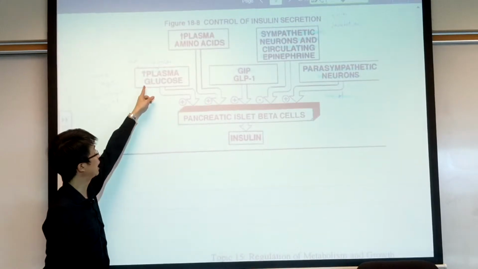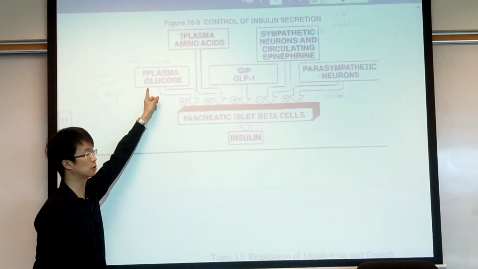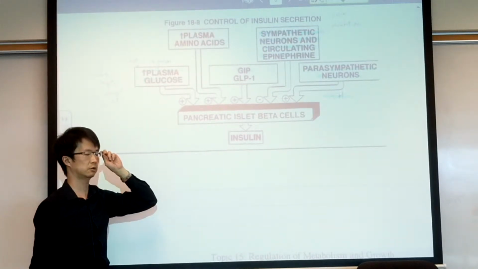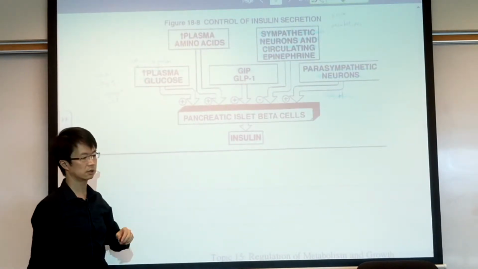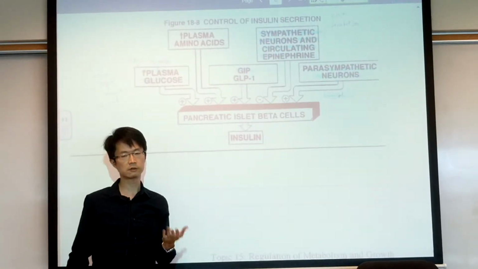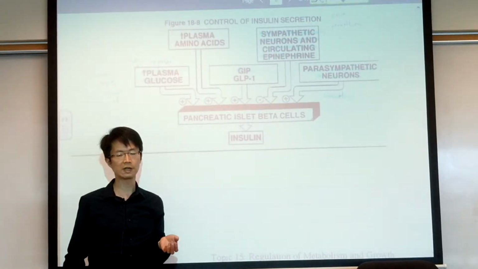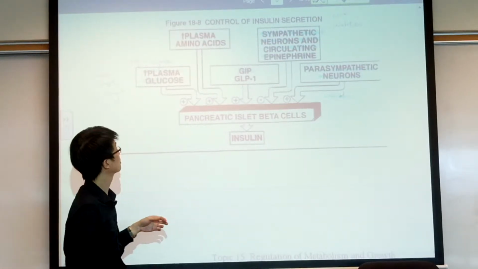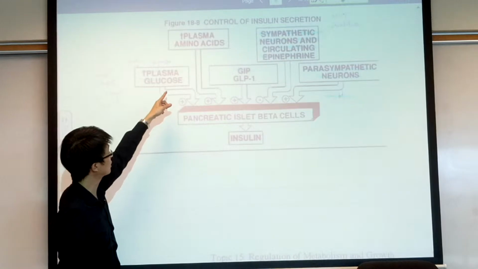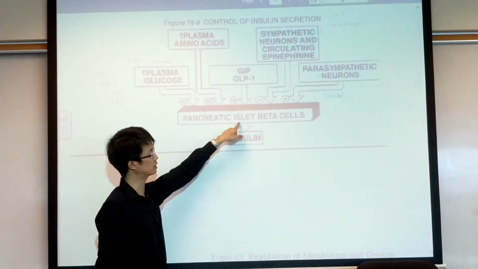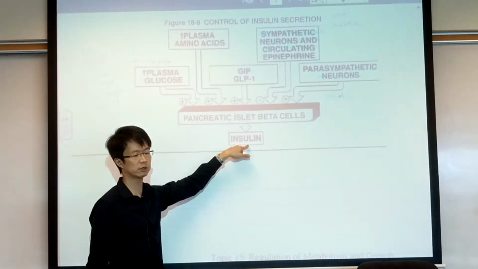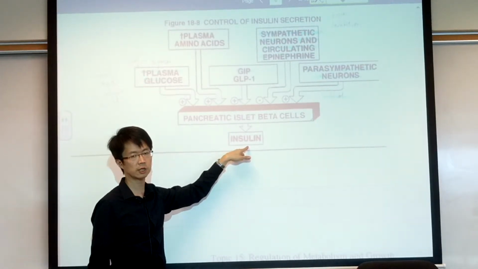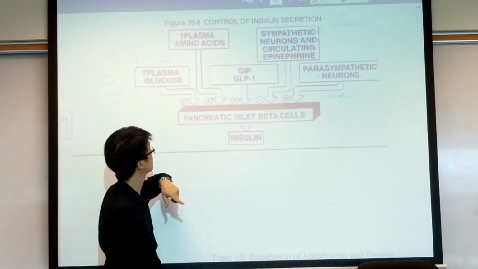And when we have high blood glucose level, then of course it will stimulate the beta cell to secrete insulin. And just a review, the function of insulin is to decrease blood glucose level, so it will convert glucose into glycogen. And if we have a lot of amino acid in the blood, it will also stimulate the secretion of insulin. Remember, one of the 10 functions of insulin is also converting amino acid into protein.